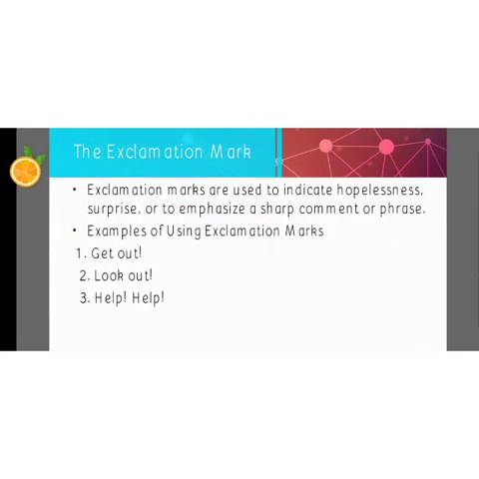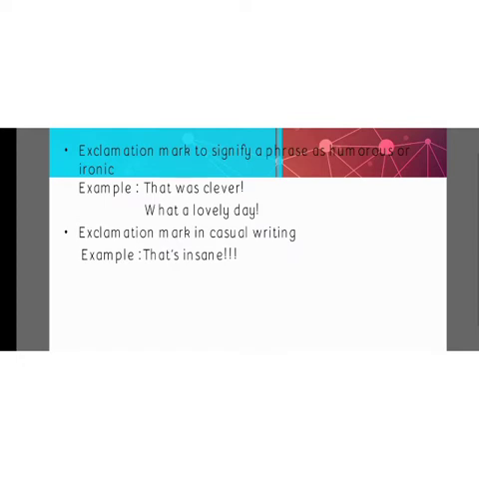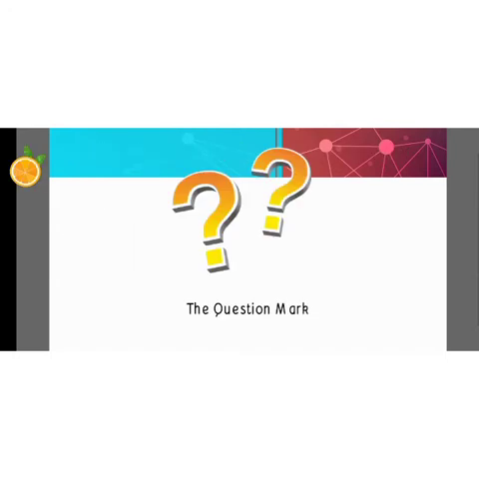Exclamation mark. Exclamation marks are used to indicate hopelessness, surprise, or emphasis, a sharp command or praise. Examples of using exclamation marks: Get out! Look out! Help, help! Another example, an exclamation mark to signify praise, humorous or ironic. Example, that was clever! What a lovely day! Next, exclamation mark in casual greeting. Example, hi there! The image above is the question mark symbol.